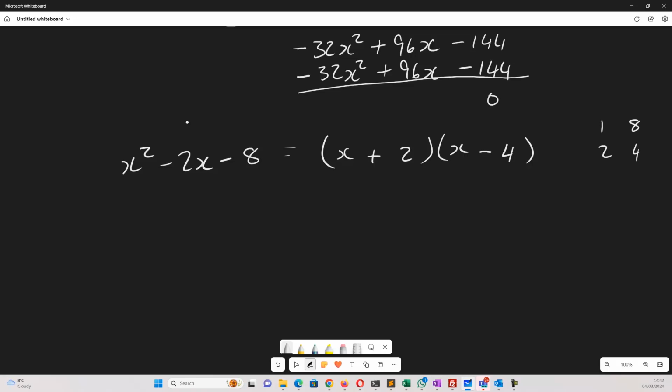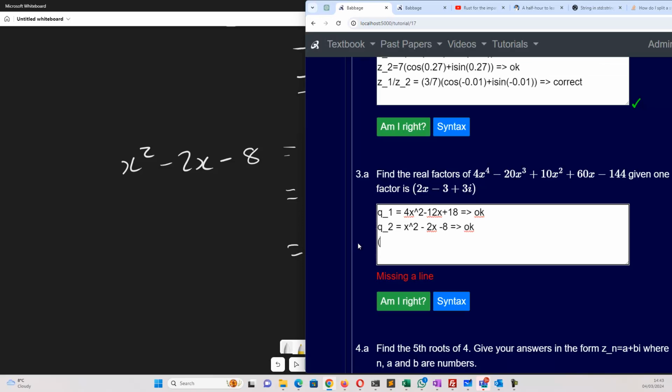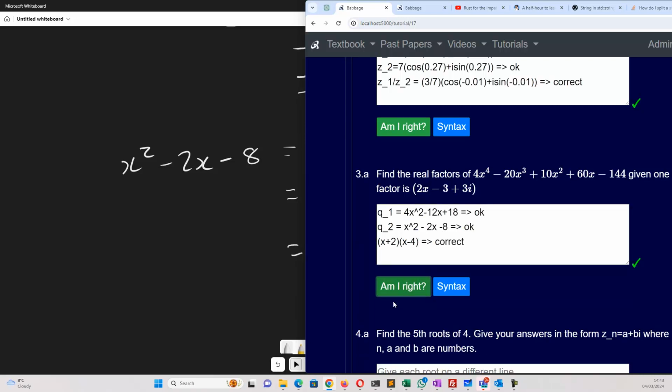Okay, so let's just do a sanity check on that. We're going to get x times x, which gives us x squared. We're going to get x times minus 4, so that's minus 4x. We're going to get 2 times x, so that's plus 2x. And then we're going to get 2 times minus 4 is minus 8. So this is obviously going to give us minus 2x, so that is x squared minus 2x minus 8. So that is okay. So we can put that into Babbage. So the factors go in as x plus 2 brackets, x minus 4 brackets. And are we right? Yes, we are. And that's how you answer question 3.